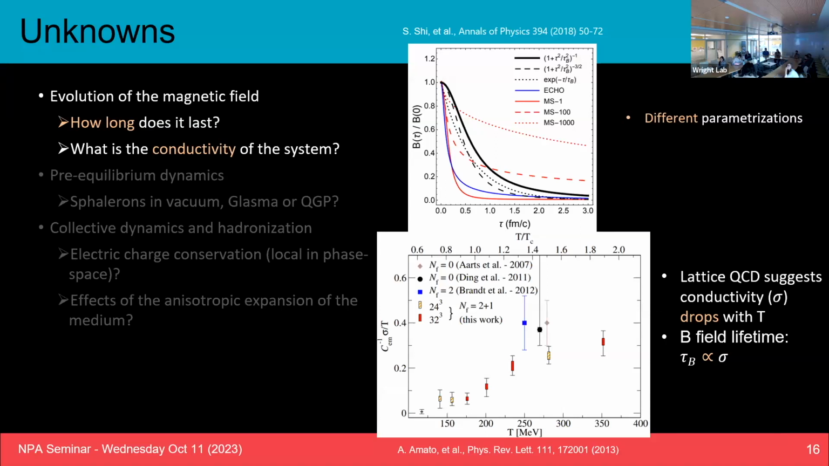Okay, and I also want to say a bit about the unknowns in this field. The first is the magnetic field. We still don't understand how long it lasts, its lifetime, because we have not measured it. In this AVFD model, which I will also talk about, you can have different parameterizations describing this magnetic field. Also, the conductivity of the system is not well known. There are some lattice simulations which say it can drop with the temperature. Of course, the conductivity is related to the lifetime of the field. But these are not known.